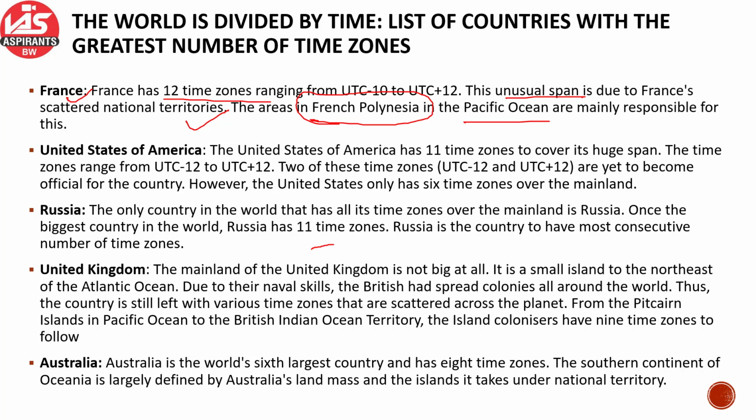And similarly, the same case with USA. It has again 11 time zones, but again, that is not for the mainland. Over the mainland, USA just has 6 time zones. Whereas if we talk about Russia, then Russia has 11 time zones all over the mainland of Russia.